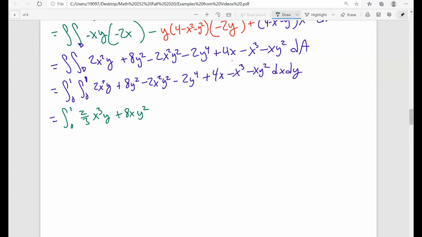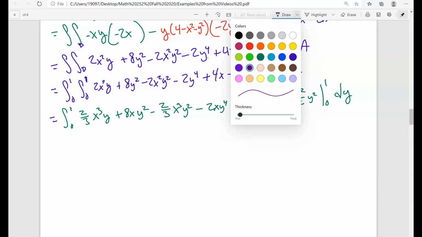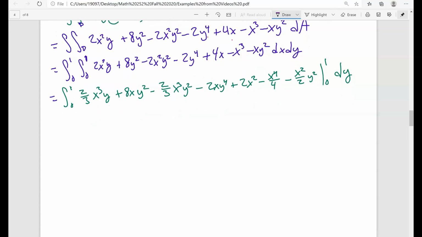Okay, so with respect to x is going to give me 2/3 x cubed y plus 8xy squared minus 2/3 x cubed y squared minus 2xy to the fourth plus 2x squared minus x to the 4 over 4 minus x squared over 2 y squared, from 0 to 1. Okay, so that's what you should kind of get at that point when you take the antiderivative with respect to x.